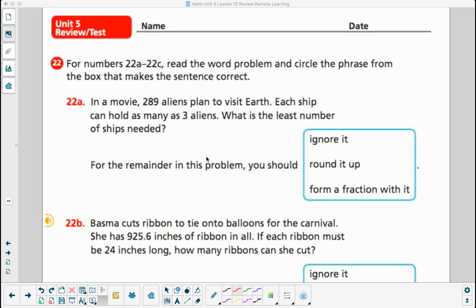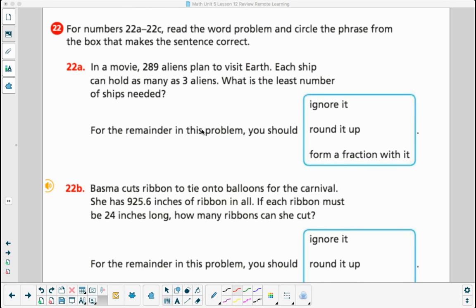Unit 5, Lesson 12 Review, page 238, numbers 22 and 23. And it's really 22A, B, and C, and number 23. All right, 22, hopefully you've solved this already, and you just want some more explanation. For numbers 22A through 22C, read the word problem and circle the phrase for the box that makes the sentence correct.